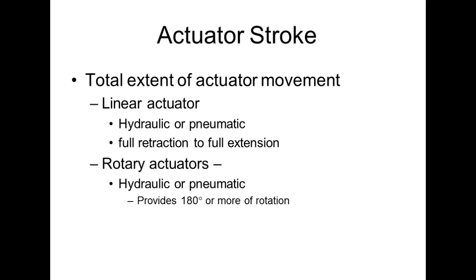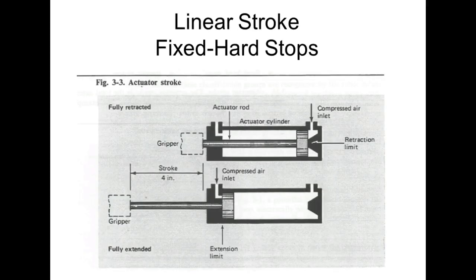So the rotary actuator is one less than 360 degrees. Even pneumatics, if it goes multiple turns of 360 degrees, we call them pneumatic motors and hydraulic motors. So normally when we're talking about actuators, we're talking about the stroke being limited to less than 360 degrees. Are we okay there? So these are cylinders. We call them cylinders because they're round. And then what we have, this is what we call a double acting cylinder.